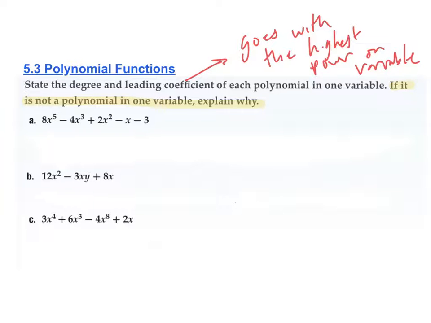Okay, the degree, if you remember how to find degree, we're looking for the highest power on the variable. 5. So it's just 5. The degree is just 5. Okay, that's the degree. Now the leading coefficient is the coefficient that goes with that term. So that's going to be just 8. That's the leading coefficient, 8. Because it's the one with the variable to the 5th power.